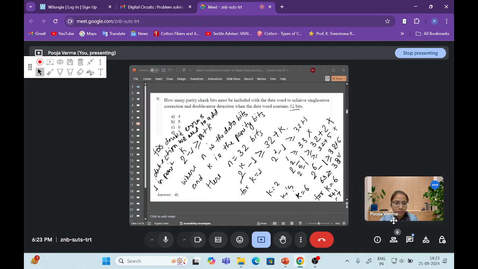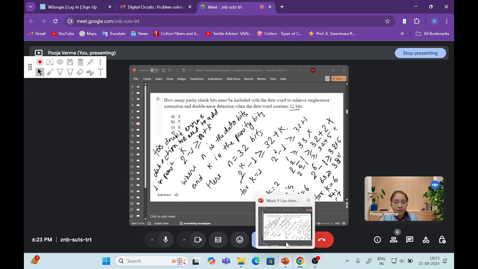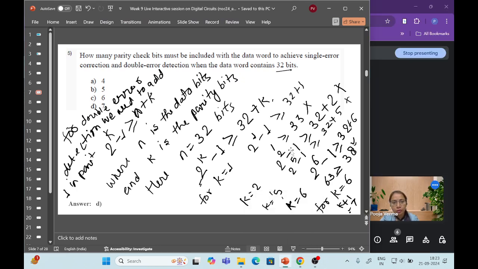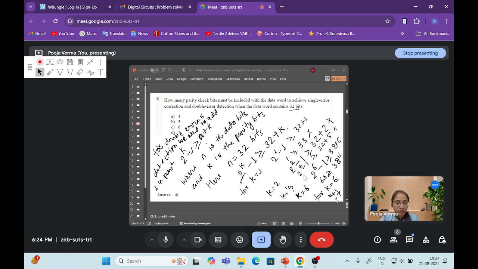Okay. So have you understood? Yeah, correct. For whatever value of k comes, that is used for only single error correction and single error detection. For double error detection, we need to add 1 in that parity bit. So that means k plus 1, that is 7. Okay. 6 is only for single error correction and single error detection, not for double error detection.